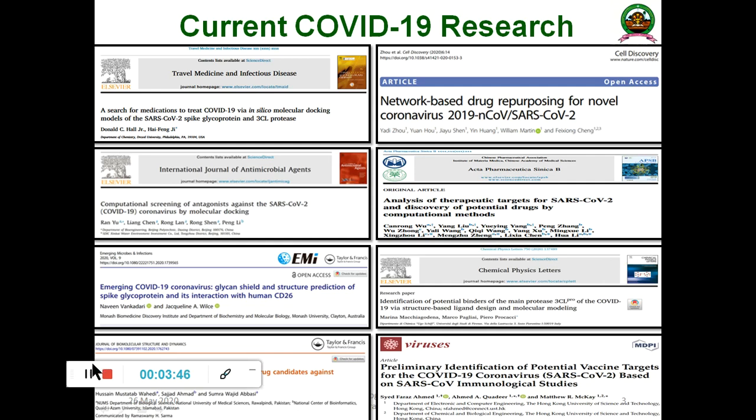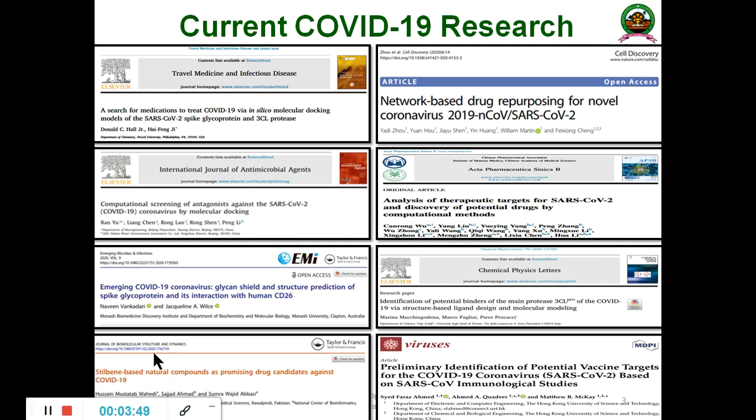Currently it's the most popular need, and in this slide I have taken the last 2 to 3 weeks of research work. When I went through the literature, I could see most of the internationally reputed journals publishing a lot of papers about COVID-19 research. And what are these papers about? In all these papers you can see one peculiar factor, that is drug discovery by using computational biology.